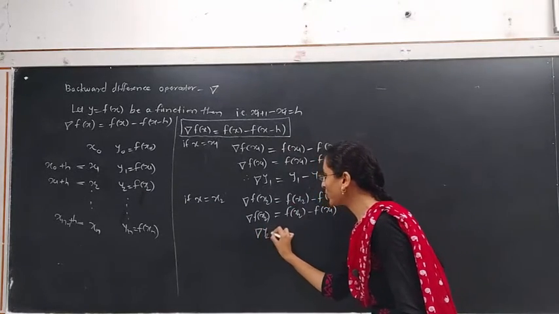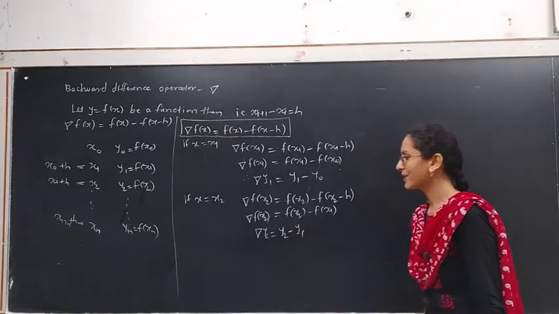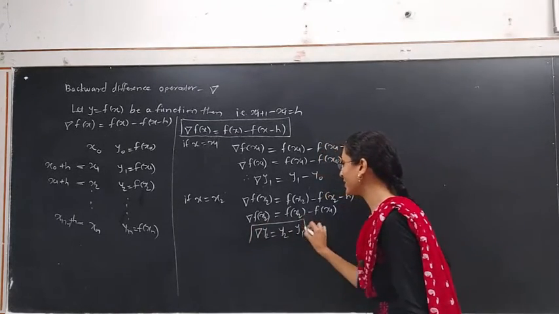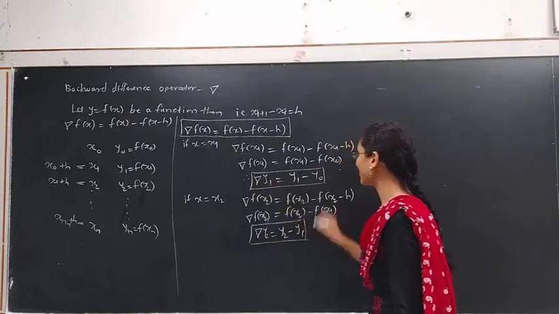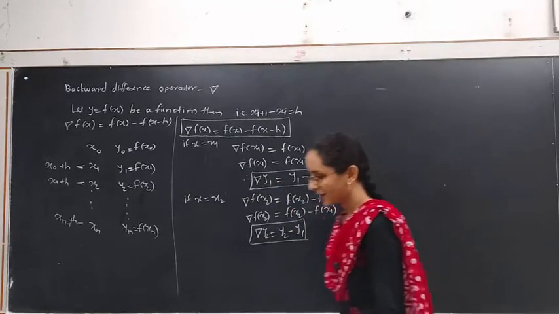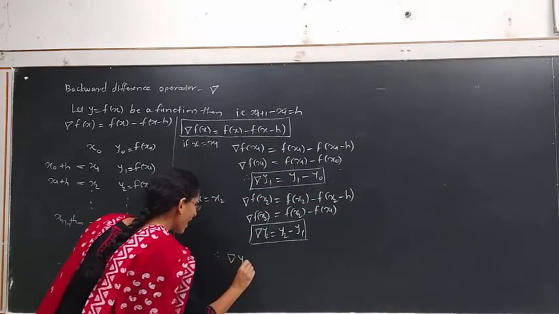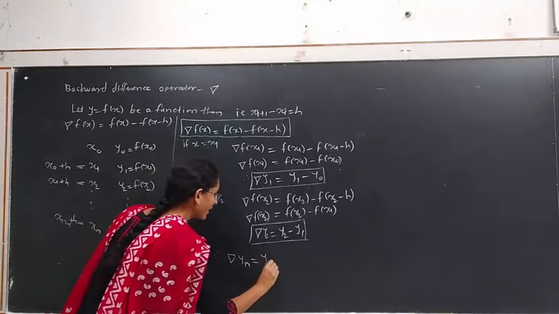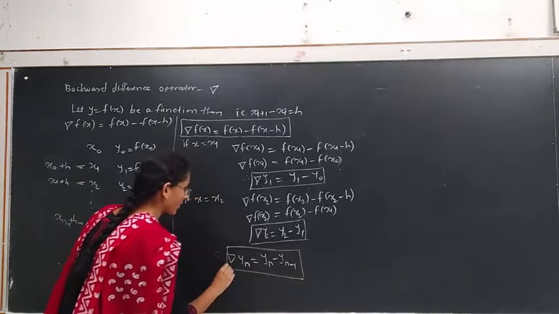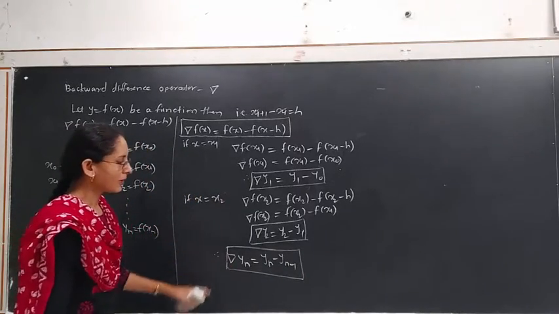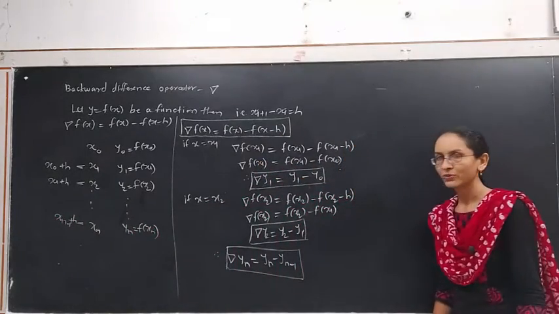Hence del y2 is equal to f of x2, which is y2, minus f of x1, which is y1. Hence del y2 is equal to y2 minus y1. Del y1 is equal to y1 minus y0. Hence del yn is given by yn minus yn minus 1. These are first order backward differences at the points y1, y2 up to yn.